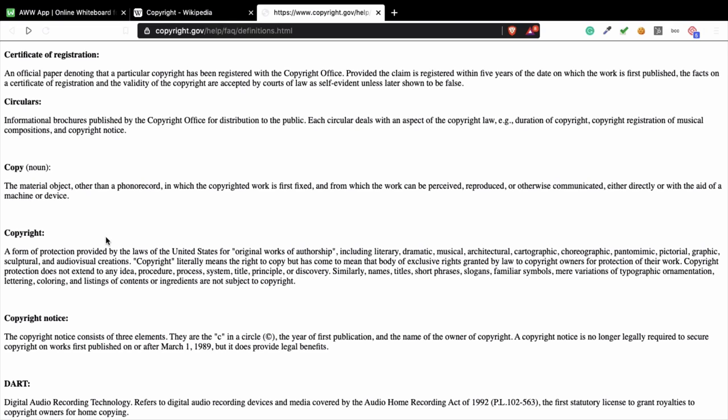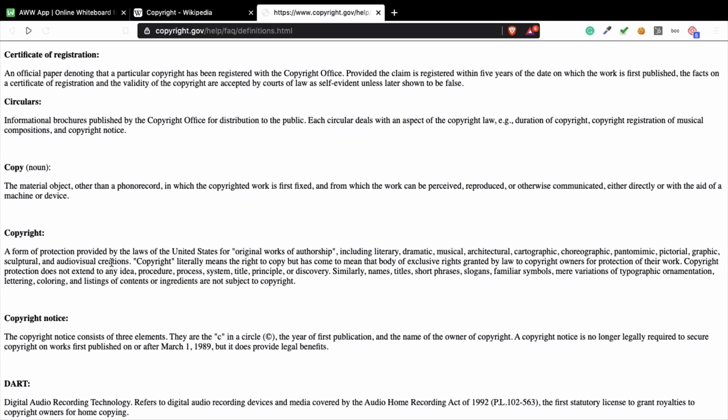So if you're in the US, you find this definition. If you're in the Netherlands, you have another definition. If you're in Germany, you have another definition. Even in Italy, you have another definition. But basically, it's the same definition with different words. They use different words because of the language, and also the place where the copyright is.